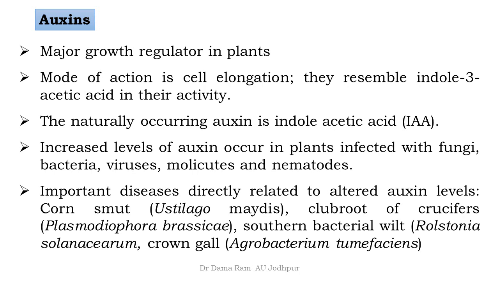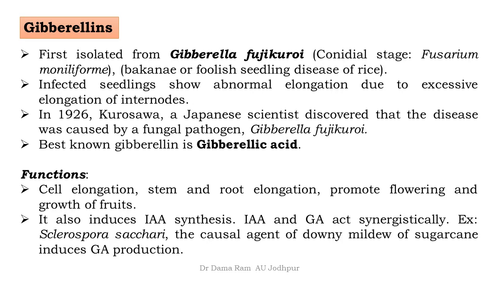Important diseases are club root of crucifers, southern bacterial wilt caused by Ralstonia solanacearum, earlier Pseudomonas, and crown gall caused by Agrobacterium. Next is gibberellin.